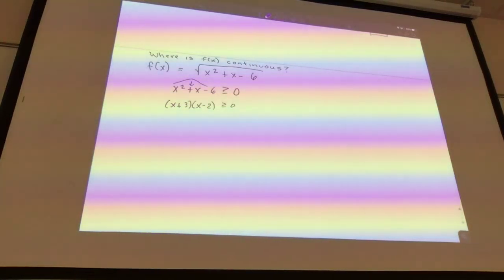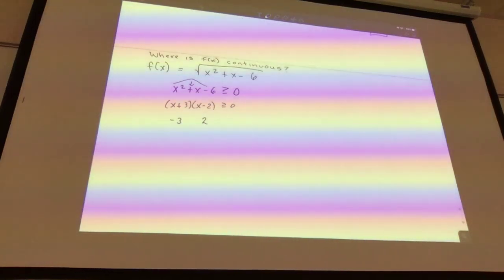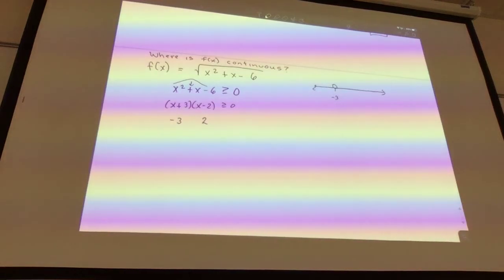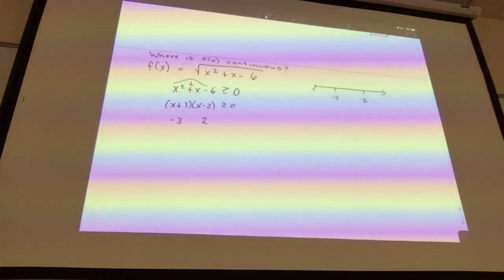Which means negative 3 and positive 2 when you set those equal. Those are the values that we're going to be looking at and working with. So we know things happen there. Let me come over here. I want to look at negative 3 and positive 2. Make sure you put them in order of the number line.